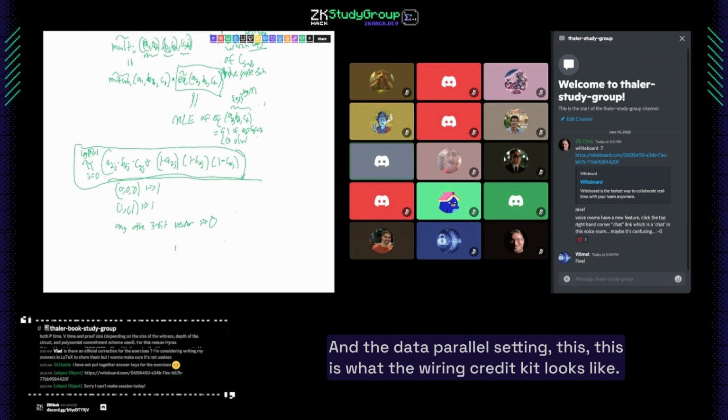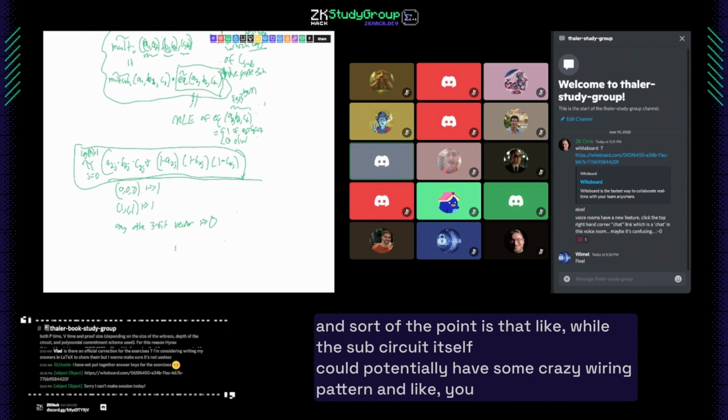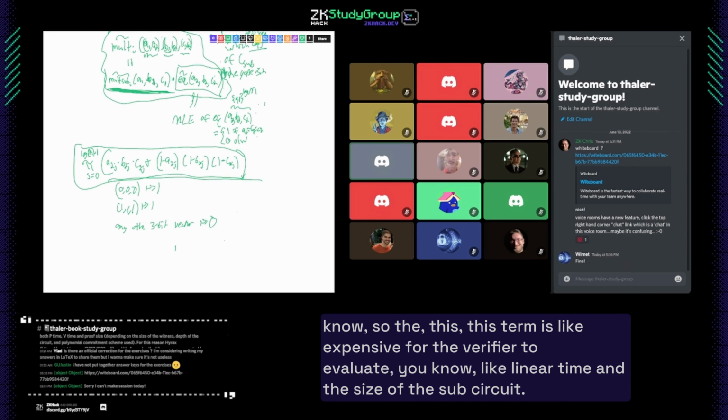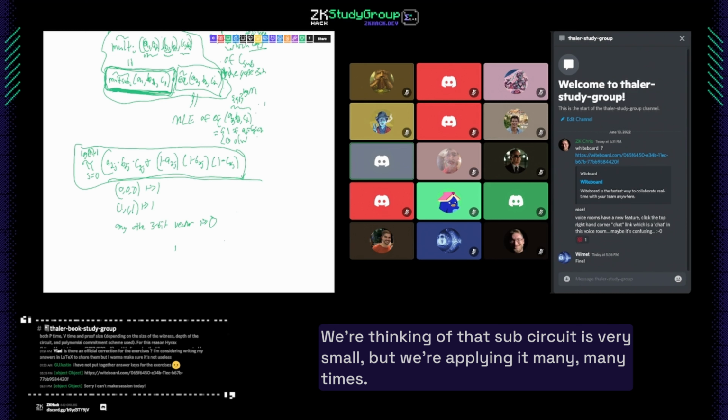So yeah, that is in the data parallel setting, this is what the wiring predicate looks like. And the point is that while the subcircuit itself could potentially have some crazy wiring pattern, and so this term is expensive for the verifier to evaluate, linear time in the size of the subcircuit, we're thinking of that subcircuit as very small, but we're applying it many, many times.